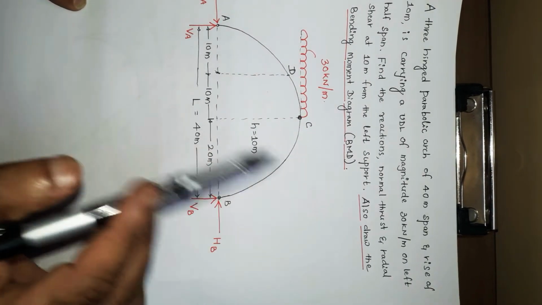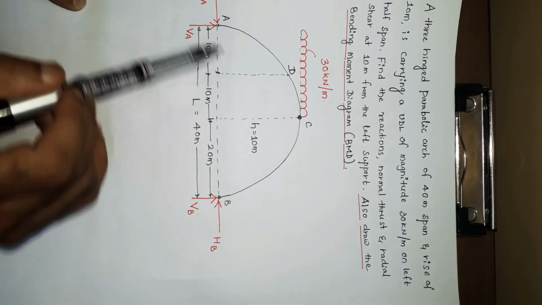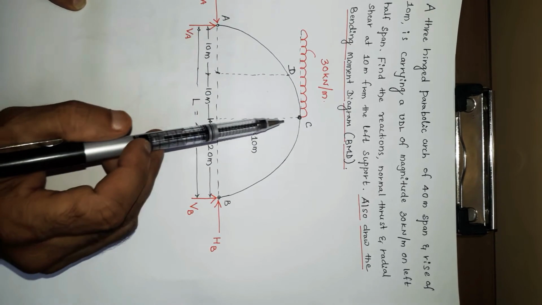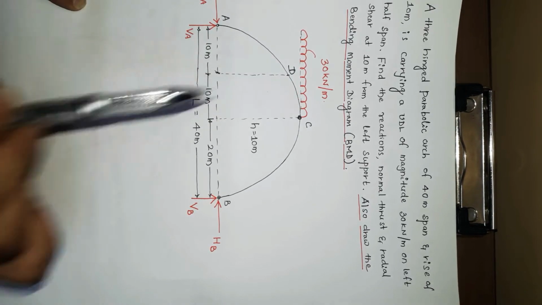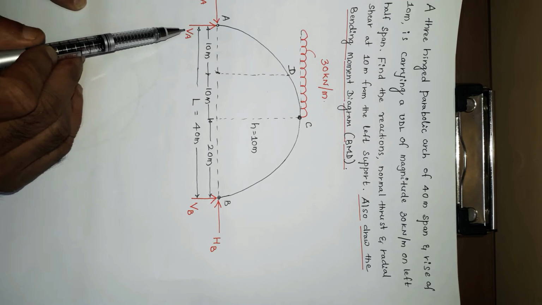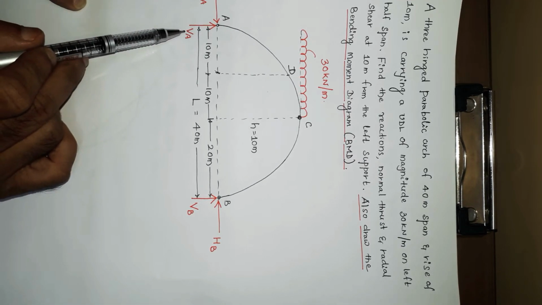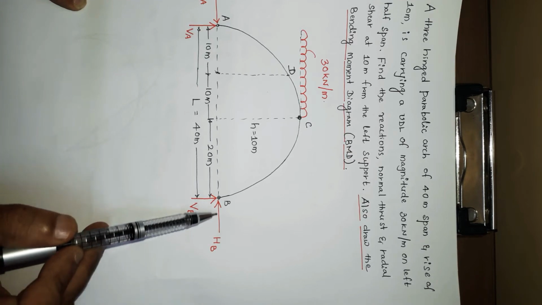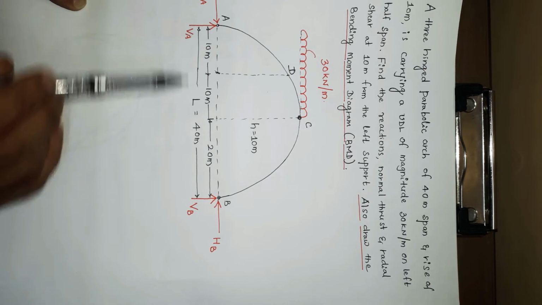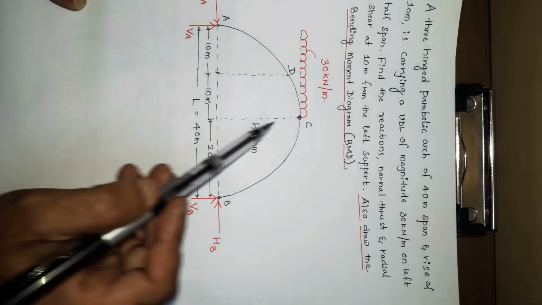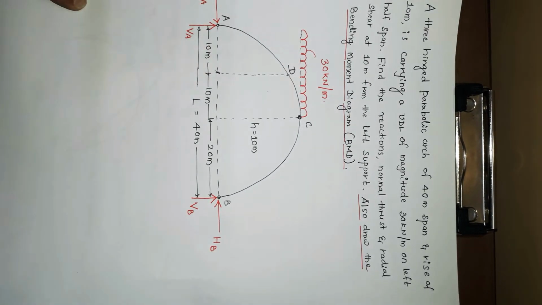So with reference to the problem, the sketch is like this: a three-hinged arch A, B, C. At these supports the hinges will be there. This is subjected to UDL 30 kilonewton per meter, and we know the reactions at A, horizontal reaction HA, vertical reaction VA, and horizontal reaction at B, HB, and vertical reaction at B, VB. Total span is 40 meter. Then central rise of the arch is 10 meter. This is subjected to UDL.